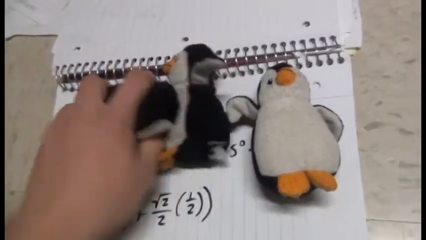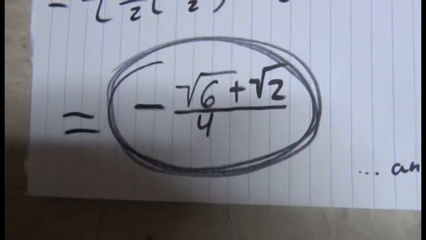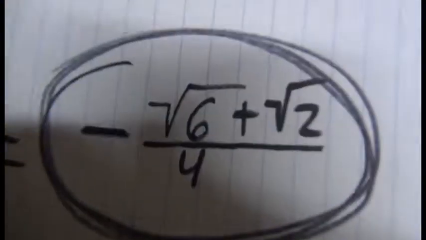So let me just boom, boom, boom. And with that, you finally get the answer of negative square root of 6 plus square root of 2 over 4.